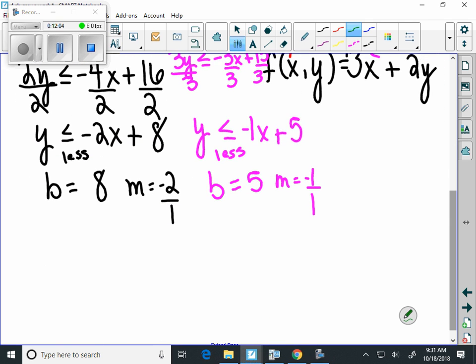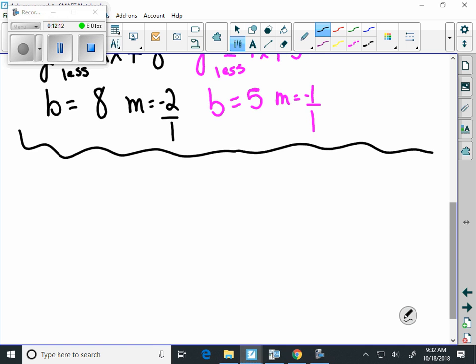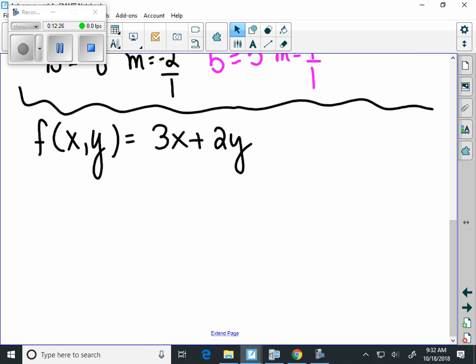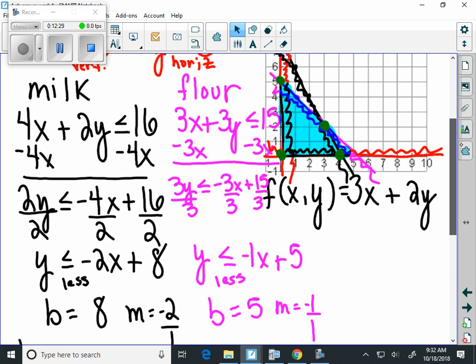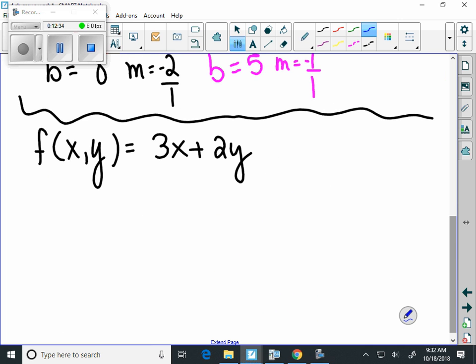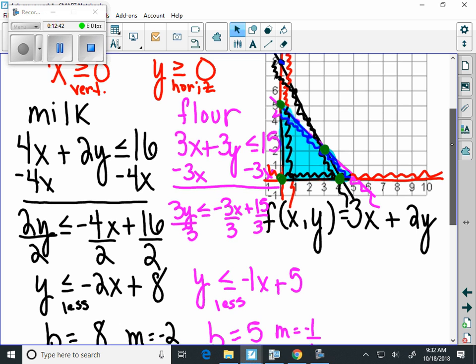I'm going to write the objective quantity equation again because I can't fit it there, but I was hoping that you, underneath your graph, can fit it. f of x, y equals 3x plus 2y. And we're going to identify our ordered pairs from those green points. Well, the first ordered pair that I see is 0, 0. The second ordered pair I see is 0, 5.